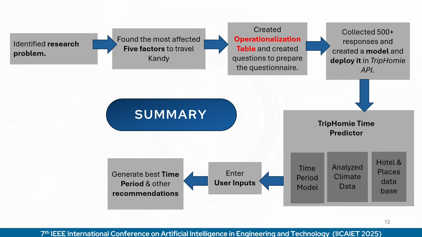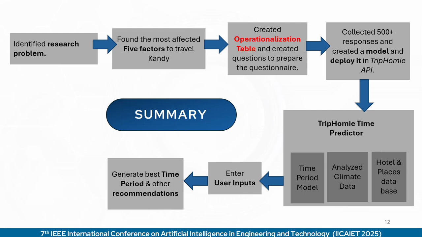Now I will show the summary of my entire research. First, I identified the research problem, and next found the five most effective factors for travelling to Kandy, created an operationalization table, and created questions to prepare the questionnaire. Using that questionnaire, I collected more than 500 responses, created the model, and deployed it in the TripHomie API.